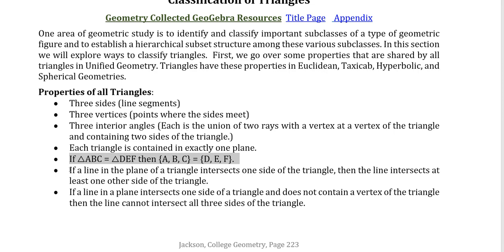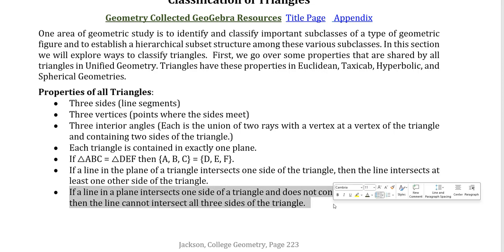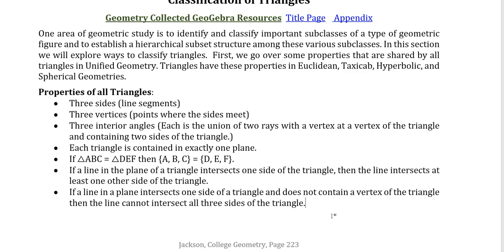If a line in the plane of a triangle intersects one side of the triangle, then the line intersects at least one other side of the triangle. If a line in the plane intersects one side of a triangle and does not contain a vertex of the triangle, then the line cannot intersect all three sides of the triangle.